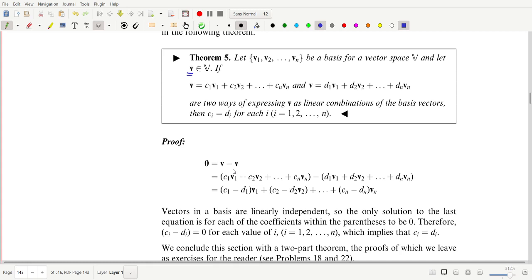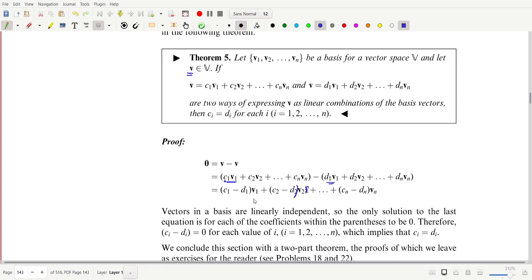Then you can get v minus v, that is equal to this minus this one. By subtracting the corresponding elements, that is equal to (c1 minus d1) times v1 plus (c2 minus d2) times v2, plus etc., plus (cn minus dn) times vn. If this is the case, this is a linear combination of v1, v2, etc., vn equal to 0.